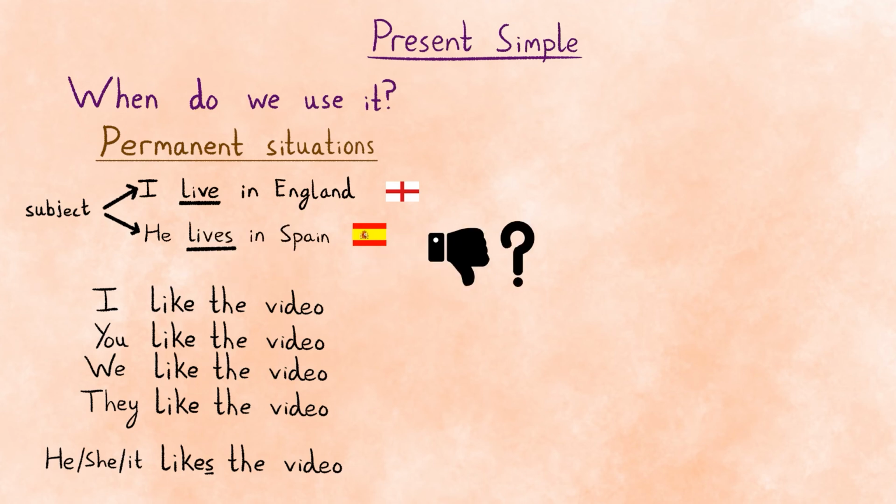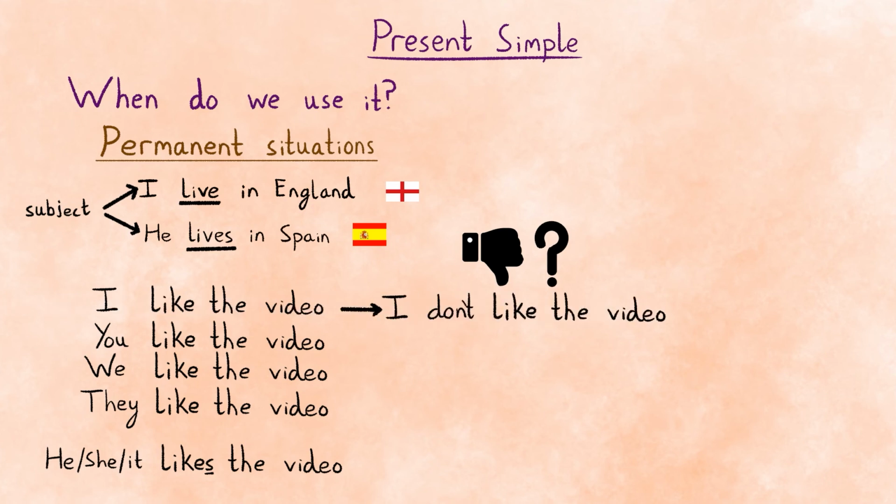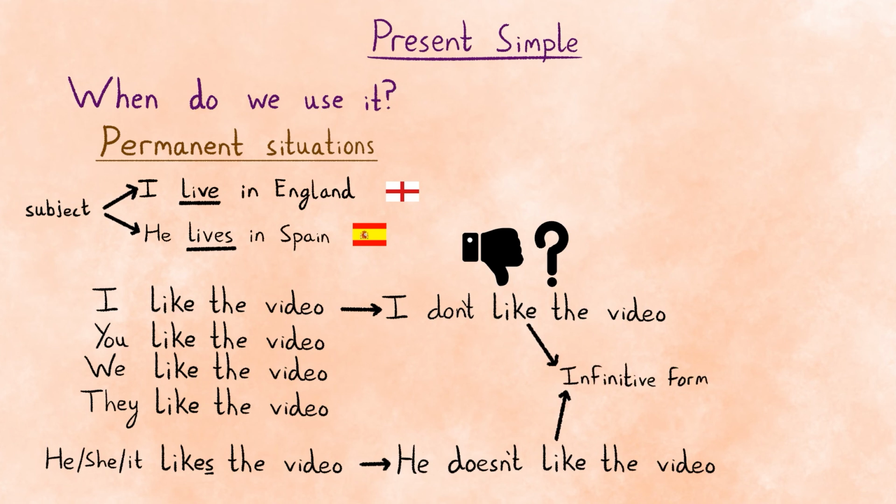But what if you don't like the video? Well, then we need to make a negative sentence. When we want to make a negative sentence, we say don't or doesn't. So, I like the video becomes I don't like the video, and he likes the video becomes he doesn't like the video. What's important to remember is when we use the verb do to make negative sentences, the main verb stays in the infinitive form.